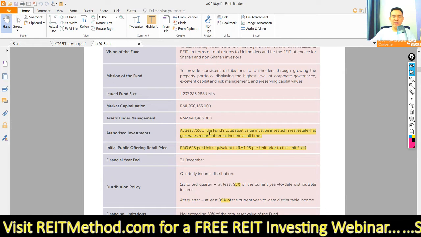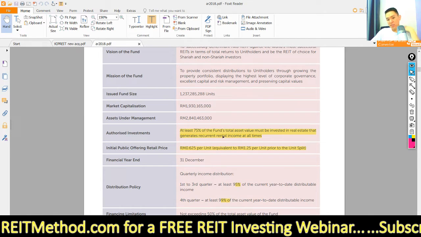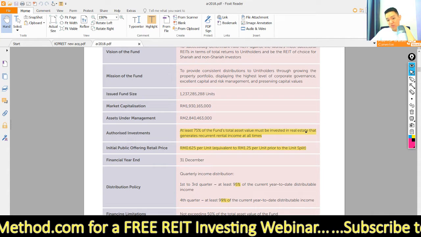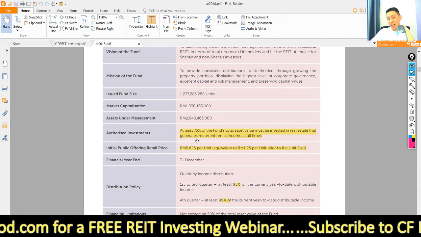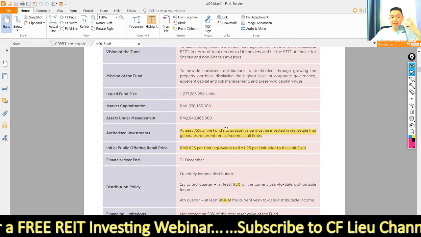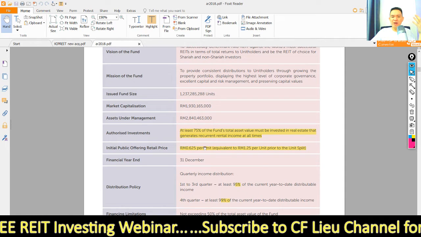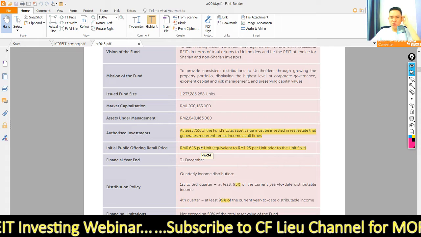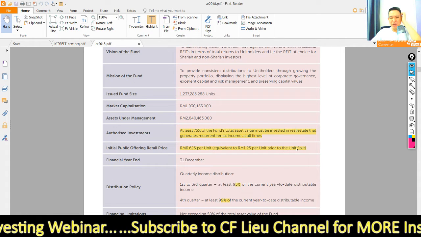So you know that for authorized investment, the REIT must only invest in real estate, brick and mortar real estate, that generates a recurrent rental income. So REITs are not property developers, as you know. The initial public offering price is 0.625, equivalent to 1.25 per unit prior to unit split.